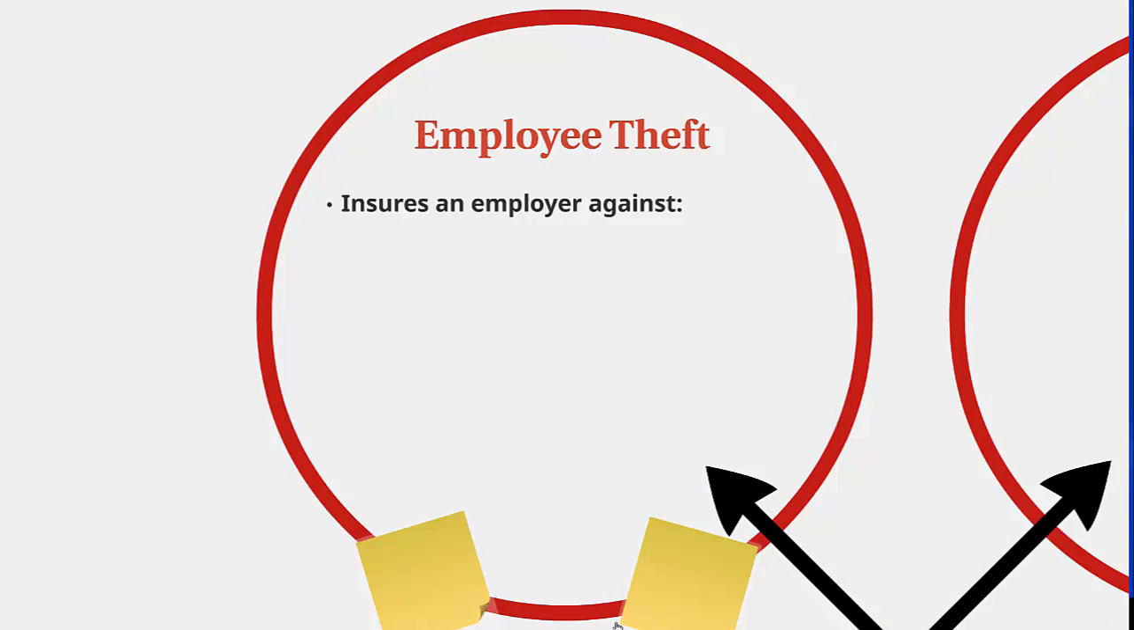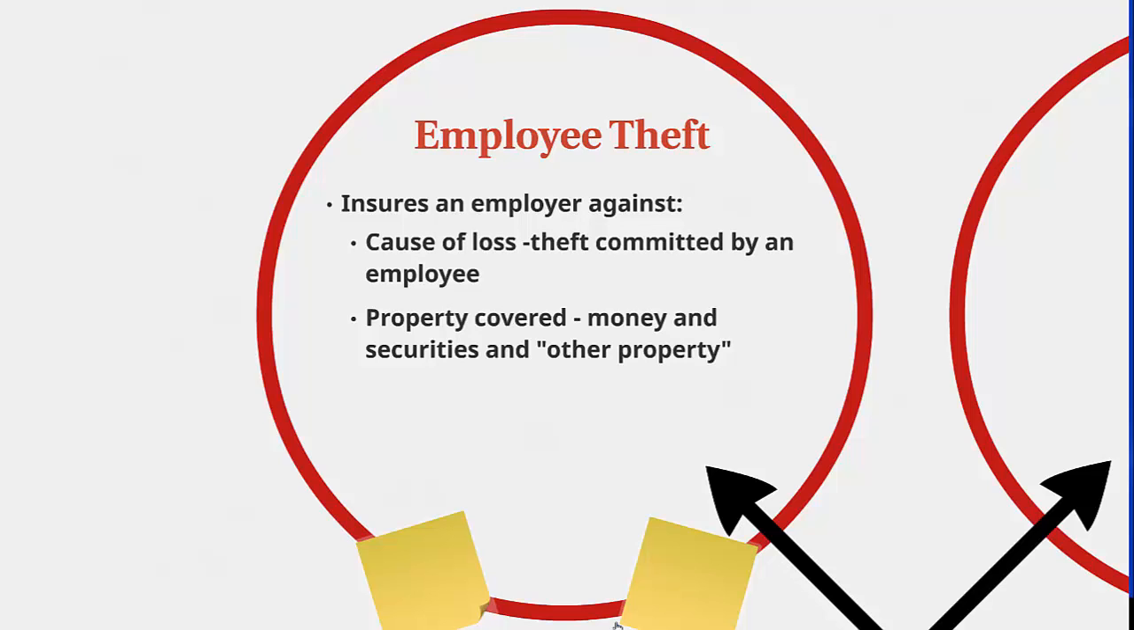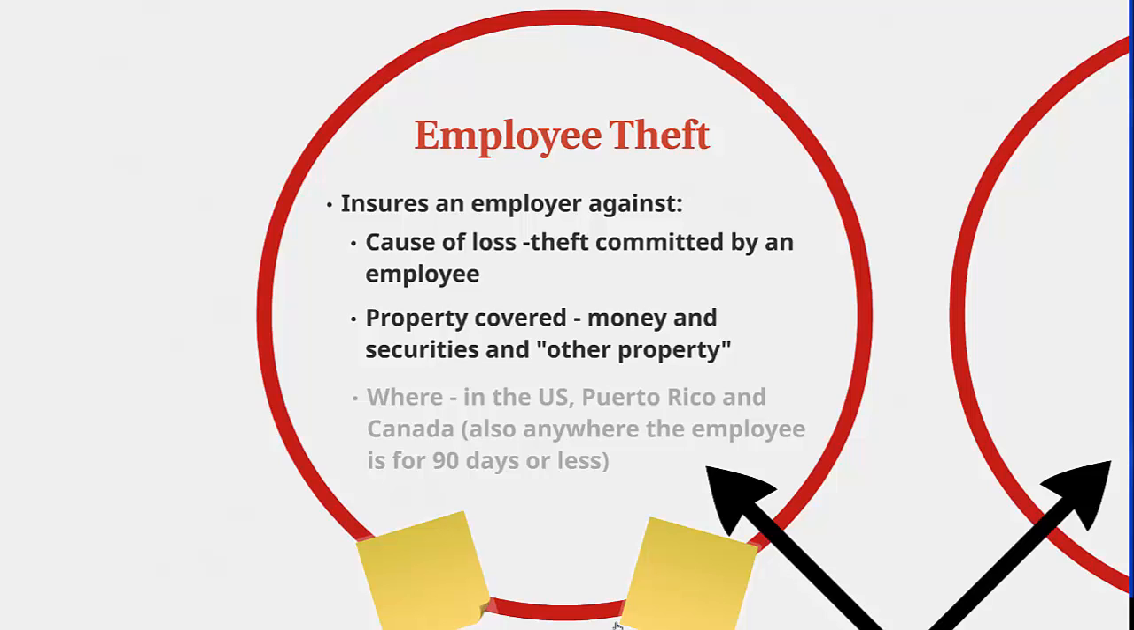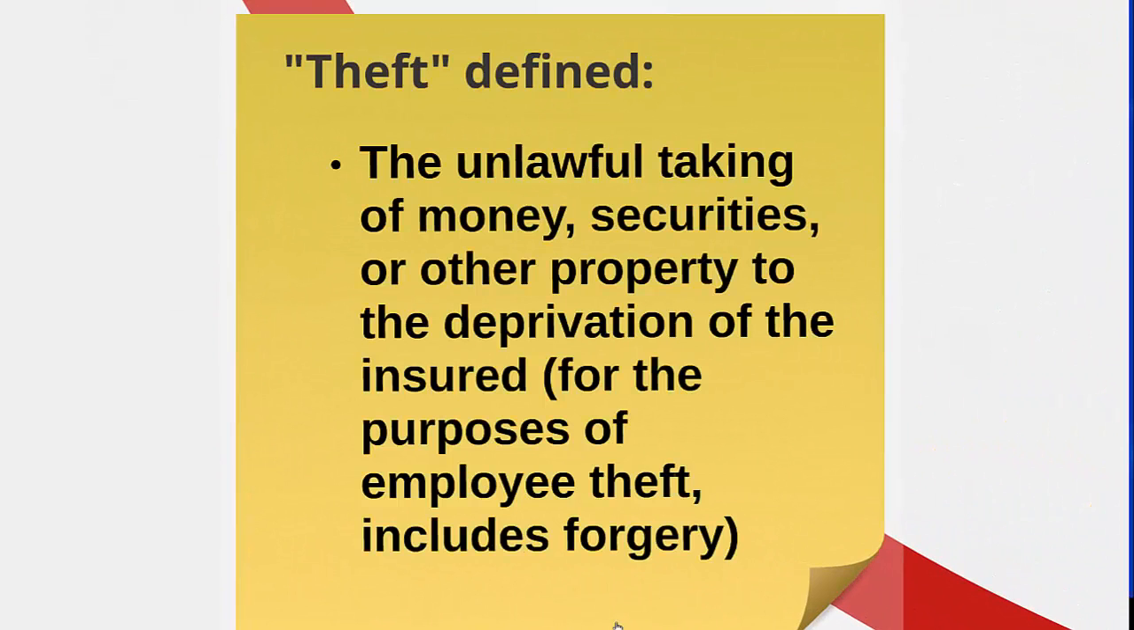This insures an employer against theft committed by an employee. The property covered is money and securities and other property, and I'll define money and securities in a moment. The coverage territory is in the U.S., Puerto Rico, and Canada, and anywhere the employee is for 90 days or less. Under the policy, theft is considered the unlawful taking of money, securities, or other property to the deprivation of the insured. For the purposes of employee theft, this includes forgery.